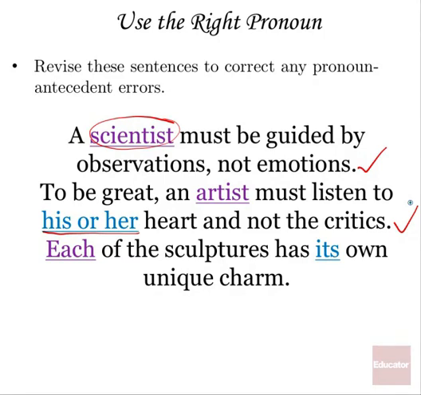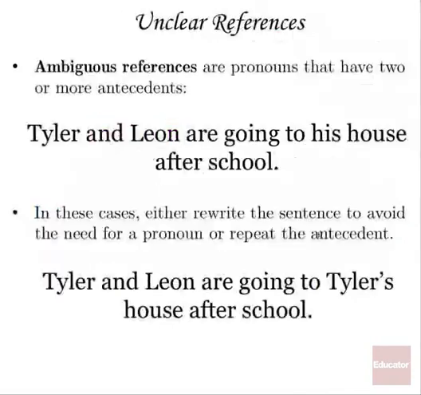However, in the last sentence, each of the sculptures has its own unique charm. This enables us to sidestep the gender issue because sculptures are not people. Each is our antecedent. It is supposed to be singular, so we make it its, and the problem is solved.